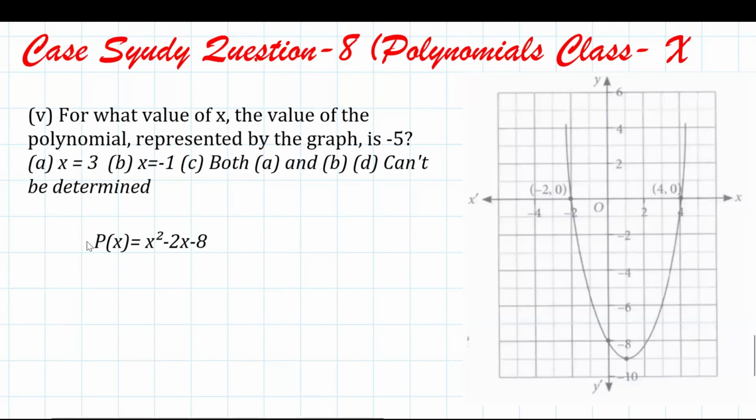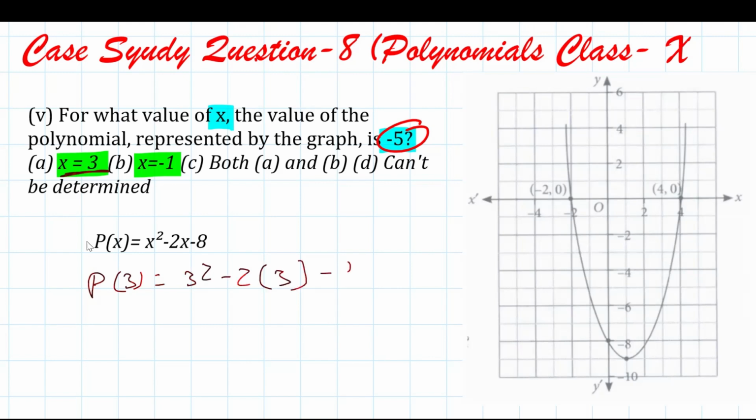So now you can see that this is the polynomial from your previous part representing this graph. Now we have to check for what values of x the result is minus 5. Well, this is an MCQ, so you can place x as 3 and x as minus 1 one by one. The case where you get minus 5 is the required value. Let's say I place x as 3 first, from option A. What are we getting? This is 3 square minus 2 times 3 minus 8.